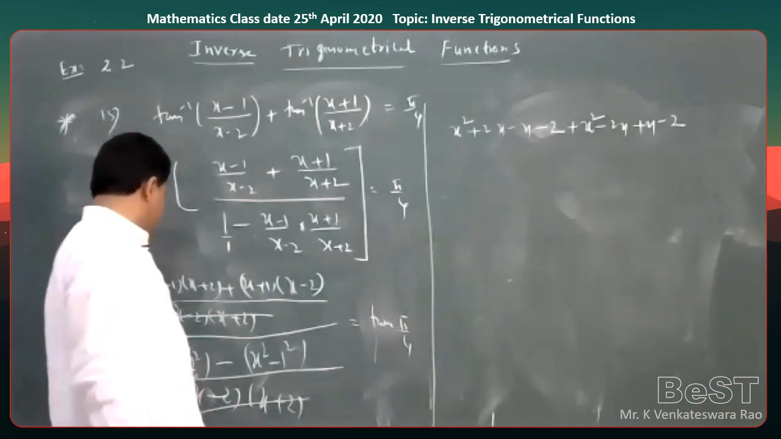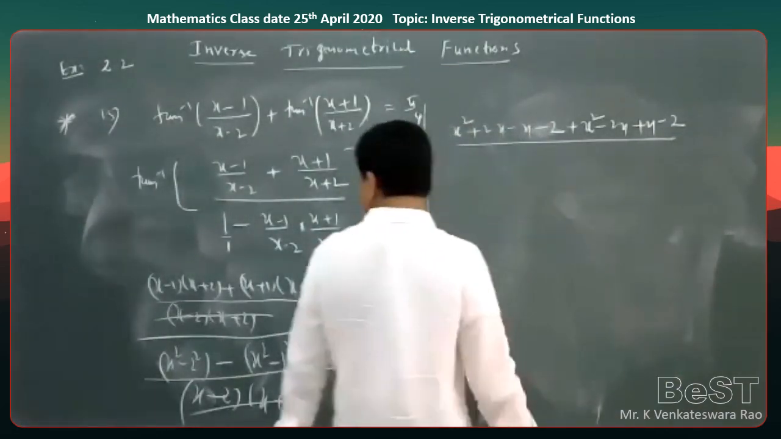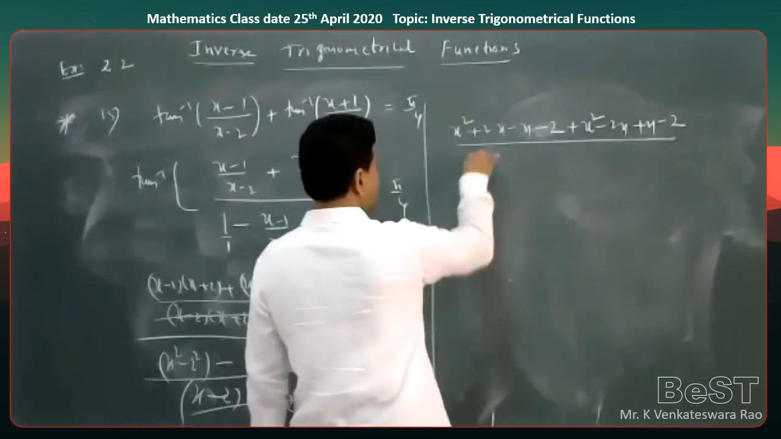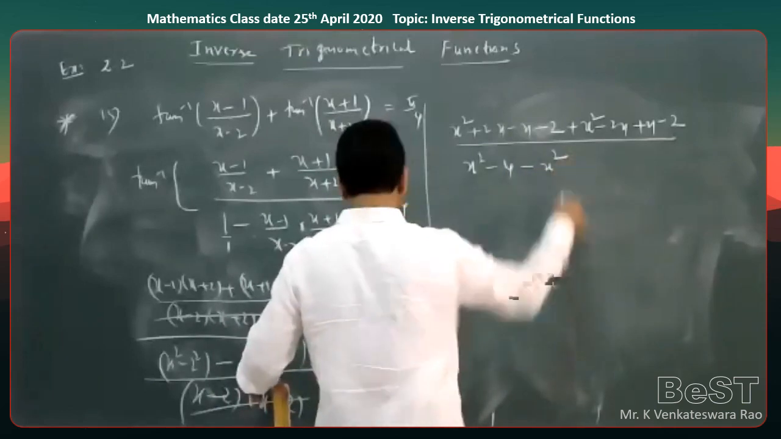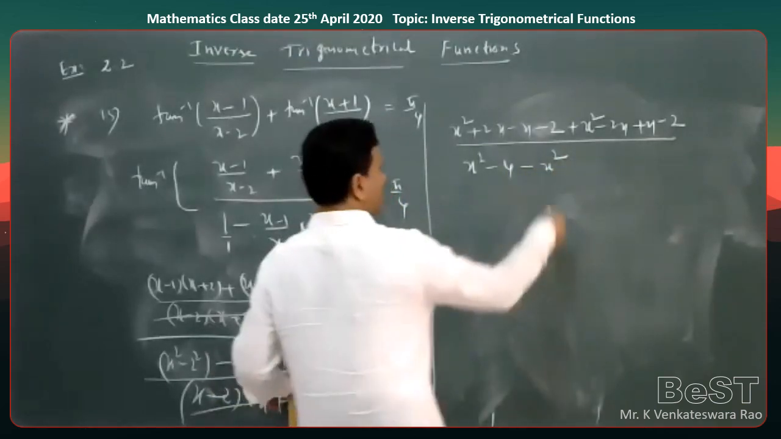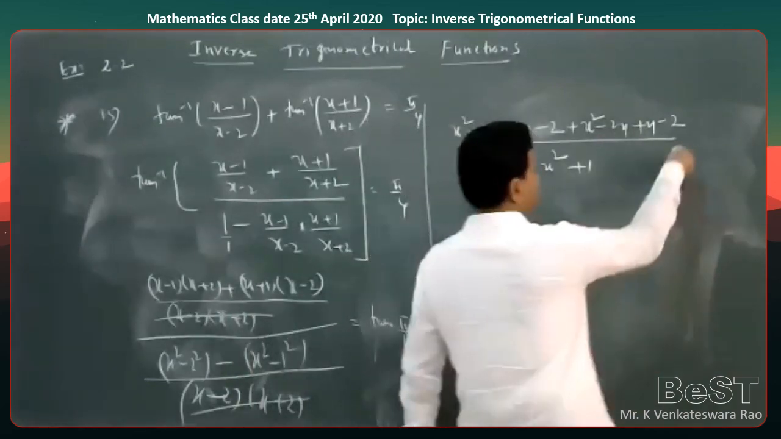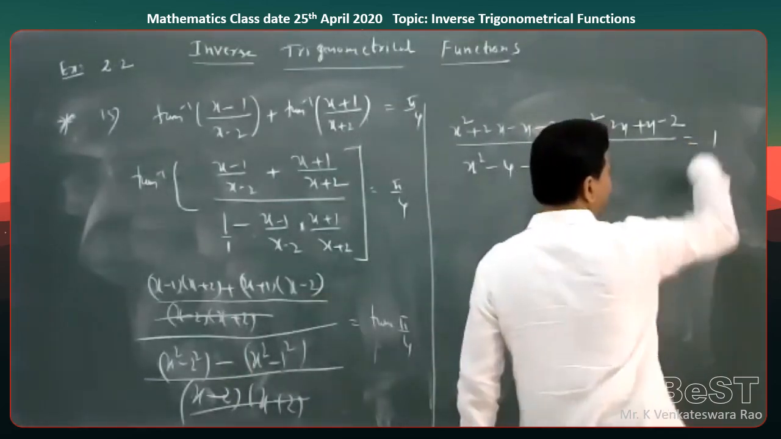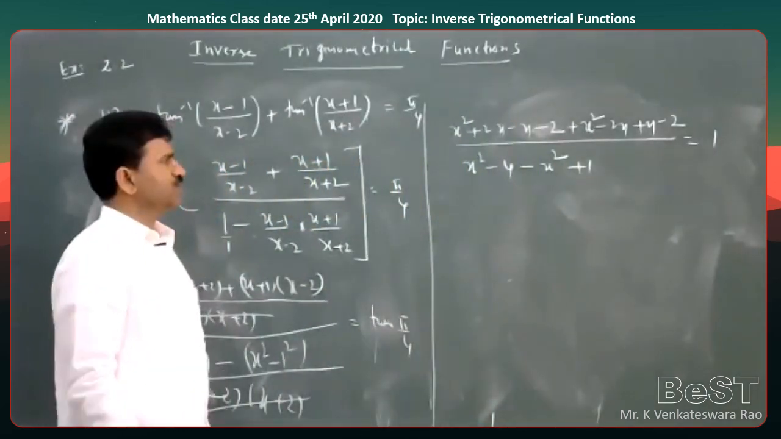Coming to the denominator, x square minus 2 square means 4, minus of x square minus of minus 1 plus 1. Tan pi by 4 value, right side, how much? Tan pi by 4 value, 1. Right side value, 1.